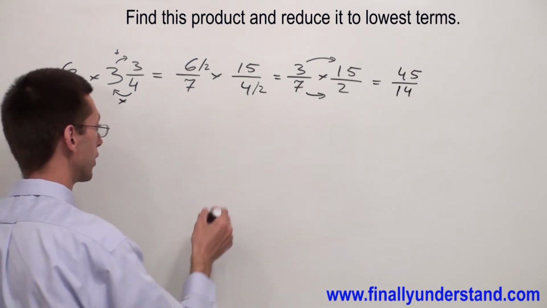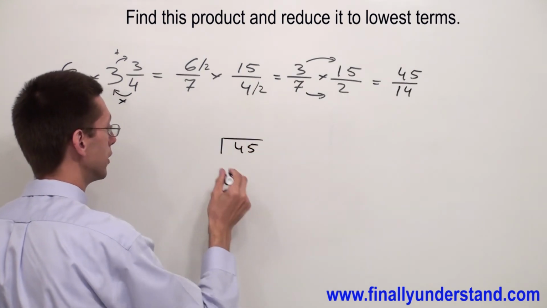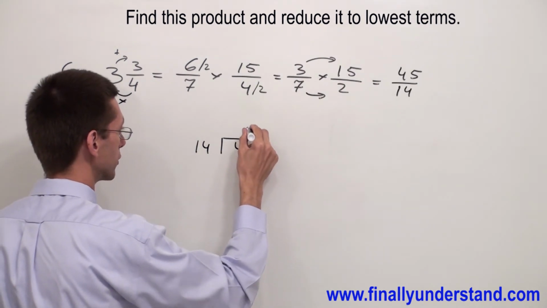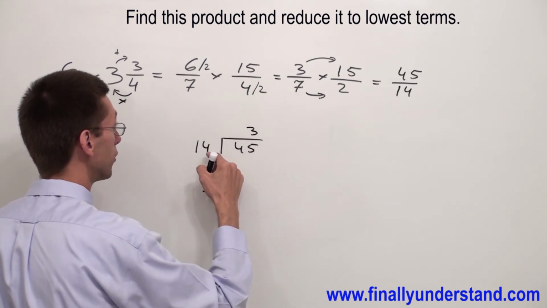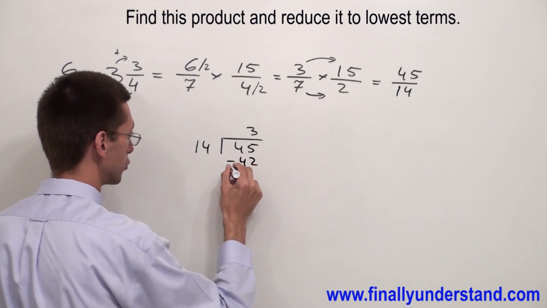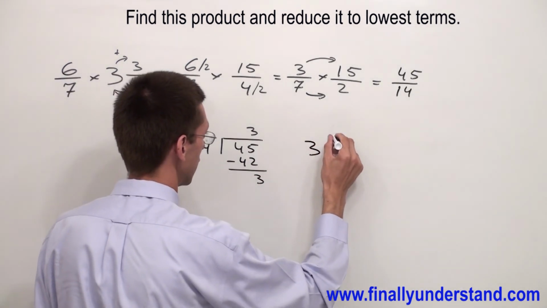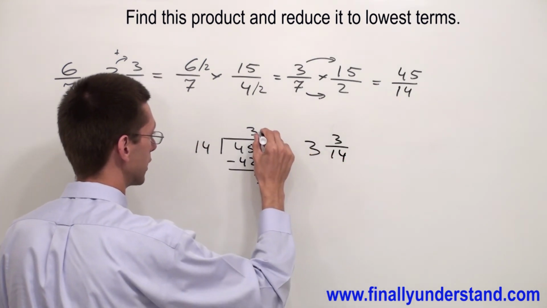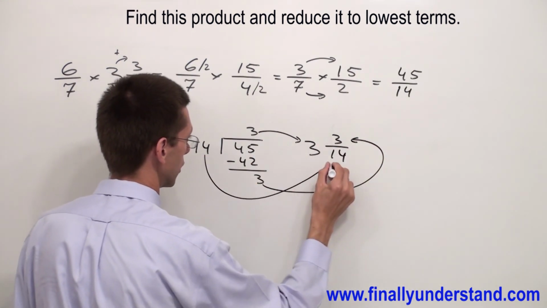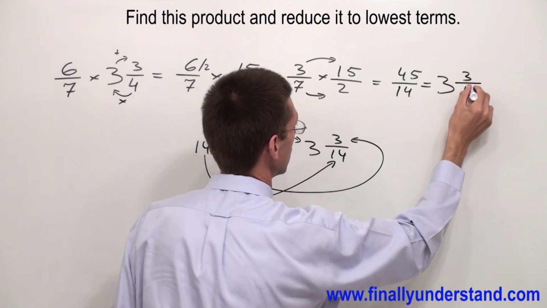What I have to do with an improper fraction, most of the time, is convert it to a mixed number. 45 divided by 14. How many times does 14 go into 45? 3 times. 3 times 14 is equal to 42. Subtract, and the remainder is 3. My answer is 3 and 3/14ths. Remember, the quotient goes to the front, the remainder goes to the numerator, and the divisor goes to the denominator. That's why my answer is 3 and 3/14ths.